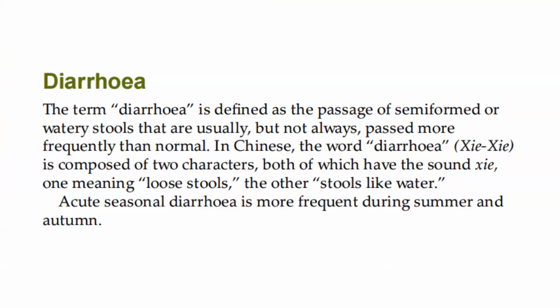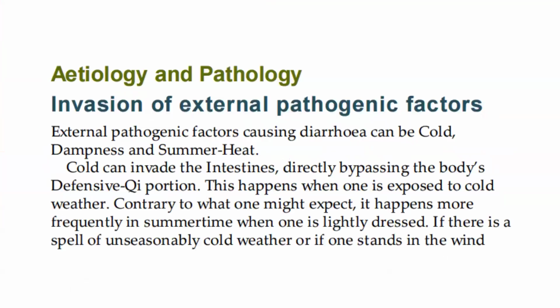Acute seasonal diarrhea is more frequent during summer and autumn. Invasion of external pathogenic factors. External pathogenic factors causing diarrhea can be cold, dampness, and summer heat. Cold can invade the intestines directly, bypassing the body's defensive qi portion. This happens when one is exposed to cold weather. Contrary to what one might expect, it happens more frequently in summertime when one is lightly dressed.